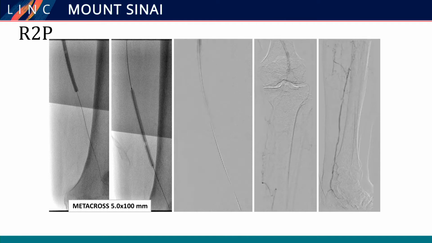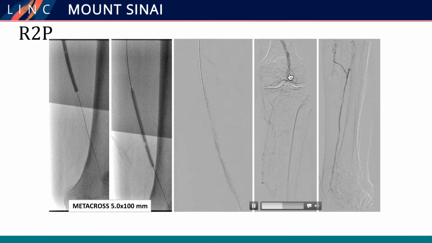So using the Metacross balloon, which is a very long balloon, is an RX system, and you can basically advance it to about 180 centimeters. So using that as a support, since we had the sheath in the proximal SFA, using the balloon as a support and a stiff angled Glidewire, we were able to cross the mid SFA and the proximal popliteal occlusion all the way to the P2 segment. So you can see here, we are in the P2 segment now, and we have crossed the SFA and the POP in these areas, doing angioplasty and getting to this area.